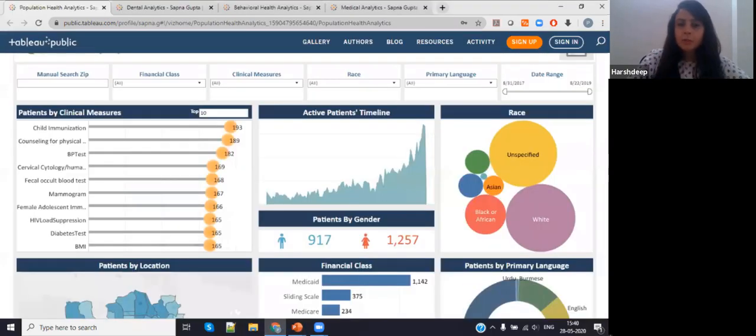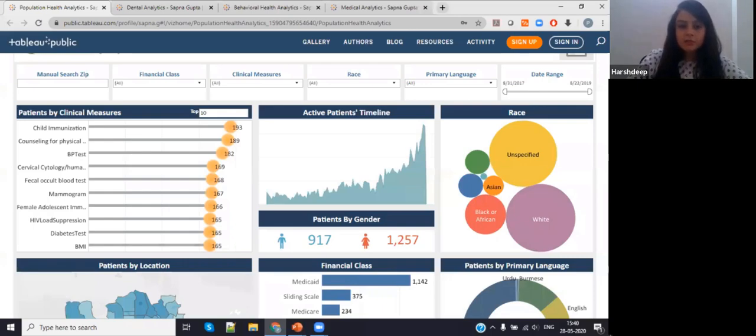Here is one for population health analytics. It shows you the demographic analysis of patients by way of gender, sexual orientation, race, primary language, location, ethnicity, and primary health insurance. It highlights the top 10 clinical measures such as child immunization, mammogram, and so on based on patient visits. In addition to this, you can identify clinical measures with the highest visits.